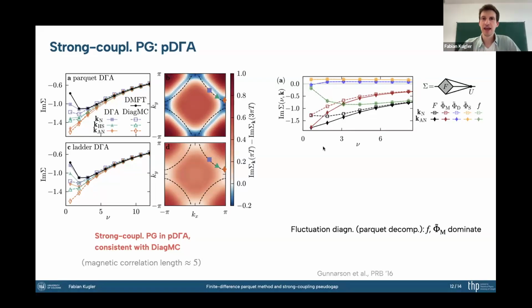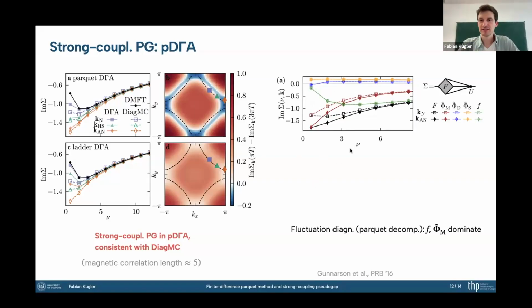Our vertex is decomposed into a local part, green here, and you can see the local contribution is strong, but metallic and doesn't distinguish between node and antinode. The non-local contributions in the density and singlet channel are flat, small, negligible, and don't discriminate between the two momentum points either.